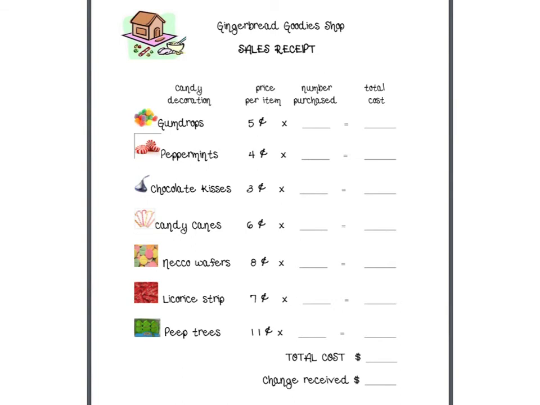On my first part of the decoration, I use gumdrops. Here it says it's 5 cents. 5 times 4 is 20 cents. Now I'm going to keep going. I'm going to do peppermints, chocolate kisses. I'm going to decide which of these I want. And we'll talk about how we'll finish the receipt on the next video. Just for now, go through and multiply each of your decorations.